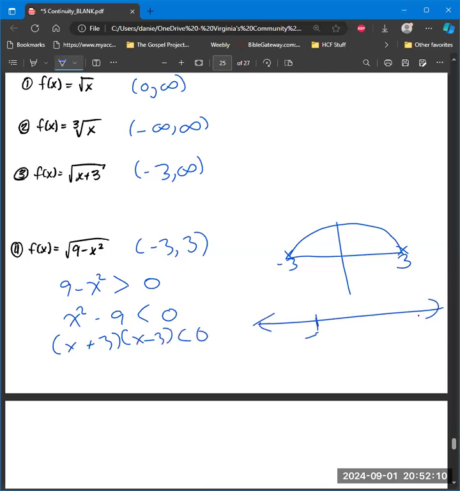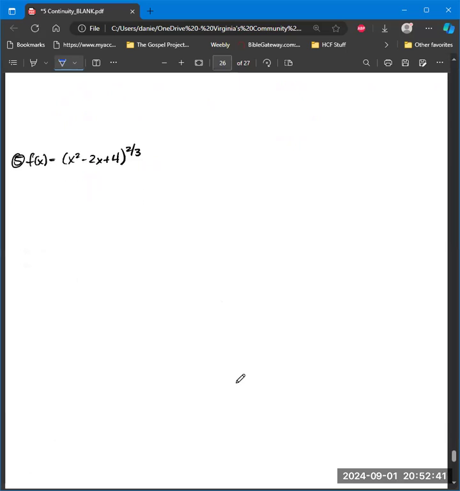Set up my number line here, -3, 3. I'm going to exclude those points because I'm not allowed to have 0 there. If I stick in a number less than -3, I get a negative times a negative as a positive. If I stick in a number between -3 and 3, I get a positive times a negative as a negative. If I stick in a number greater than 3, I get a positive times a positive as a positive. I want negative numbers, so I'm going to shade in here to get my answer of -3 to 3, just like when I graphed.